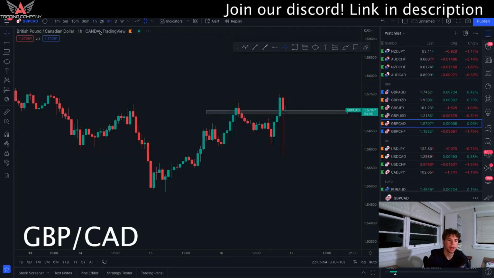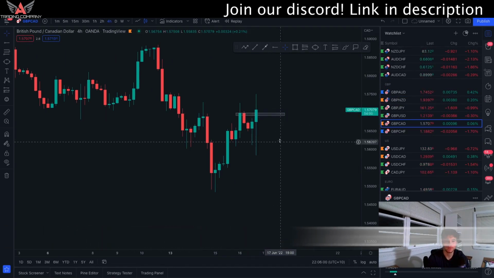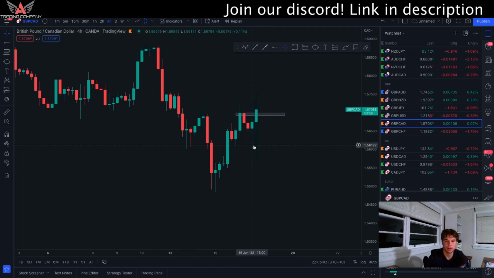GBP CAD. Let's go switch back to the 4H. So this is actually a great example now of why I wait for the 4H to break and close. Now, you don't have to use the 4H. You can use the daily or whatever time frame.